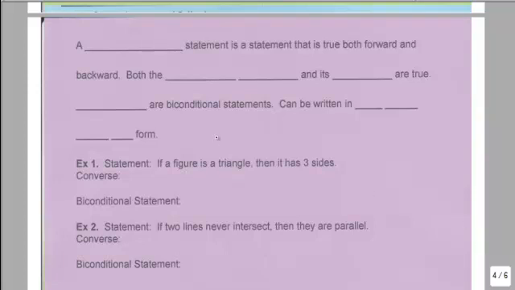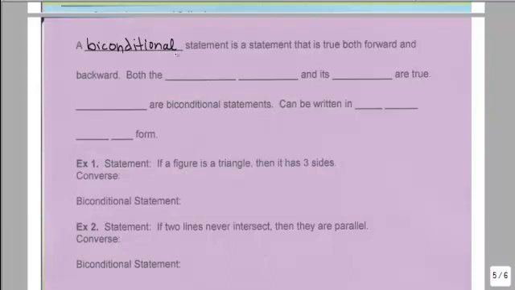Today we're going to learn about biconditionals and counterexamples. First we're going to do biconditionals. So a biconditional statement is a statement that is true both forward and backward.